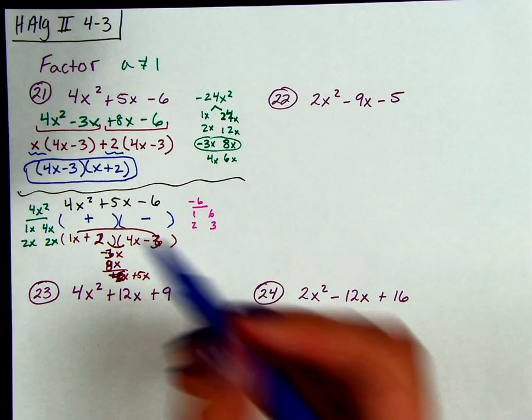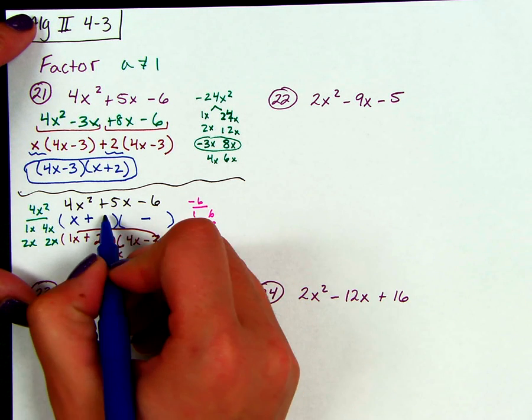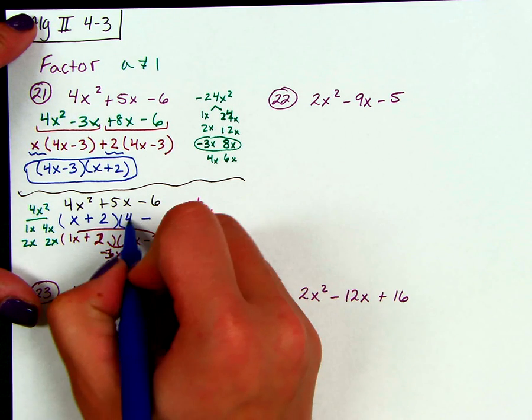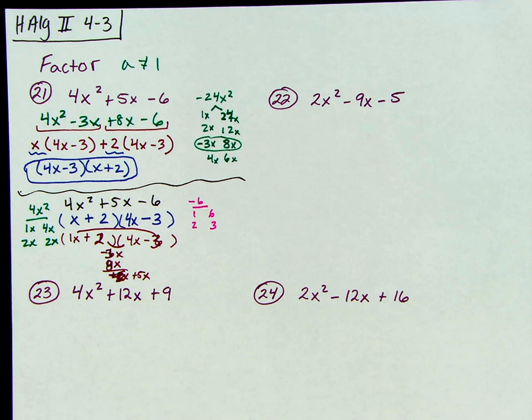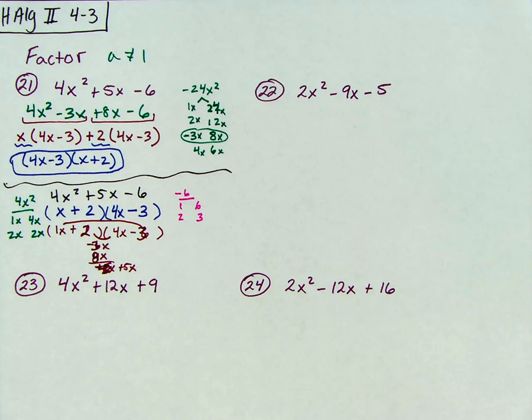So I'm going to write that down here. So we would have x plus 2 and then 4x minus 3 as that final answer if we were using the guess and check method. All right, for the rest of these problems, I am just going to continue with grouping.